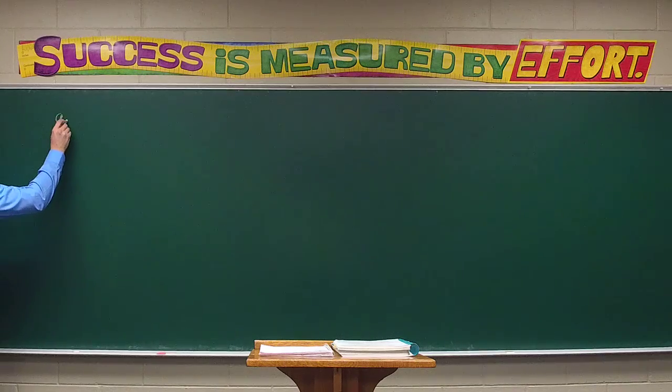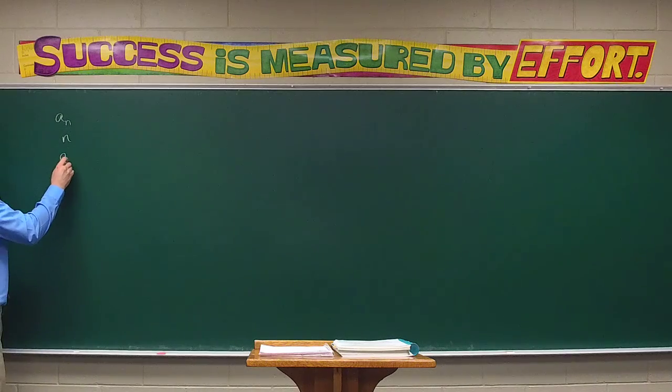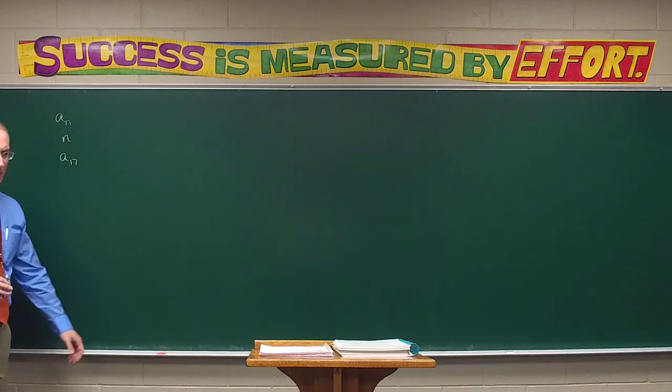Well, a sub n refers to any specific term. So the n itself refers to the number of a term. So n represents the number of the term. A sub n is the term itself with whatever particular number. So for instance, the 17th term in a sequence is called A17. Or we could use another letter, I suppose, but A is the most commonly used.